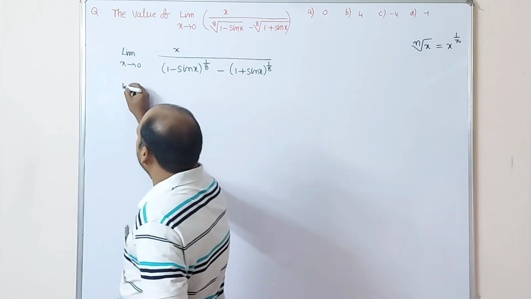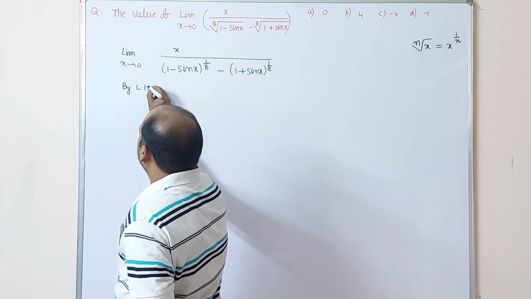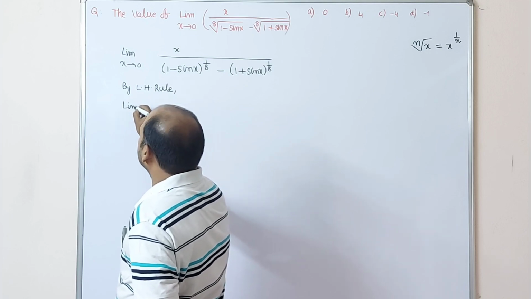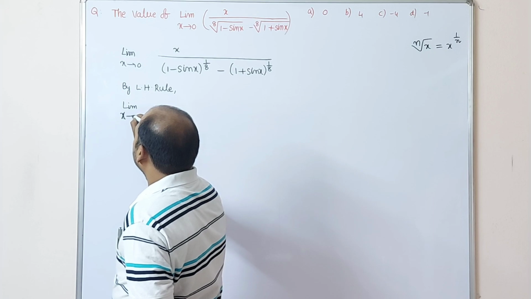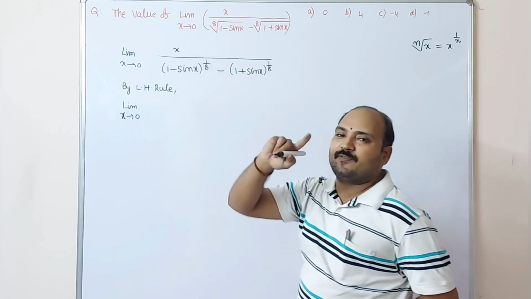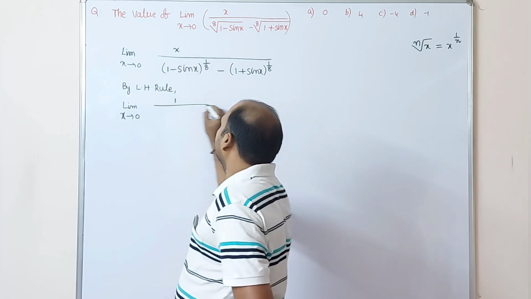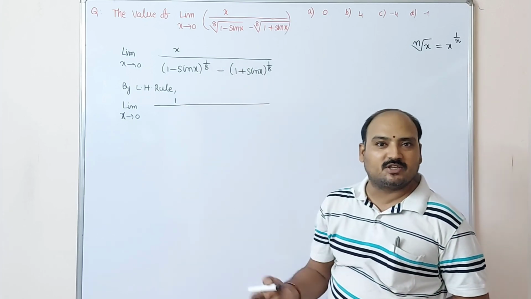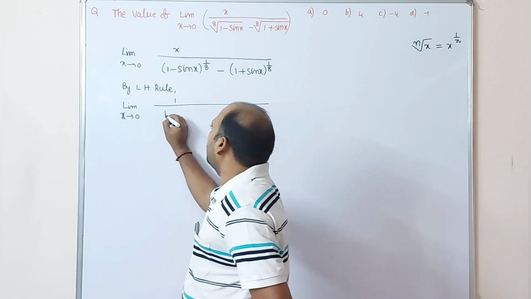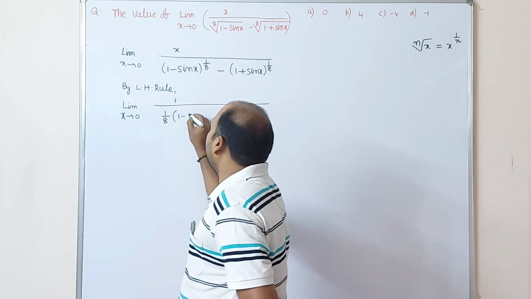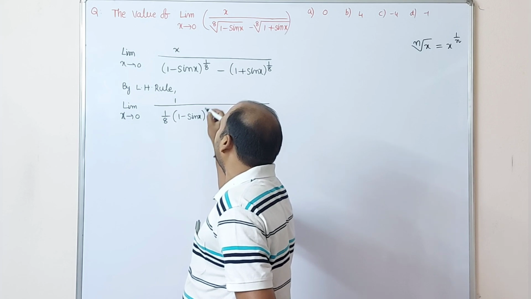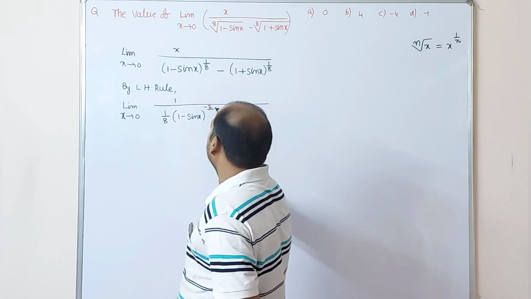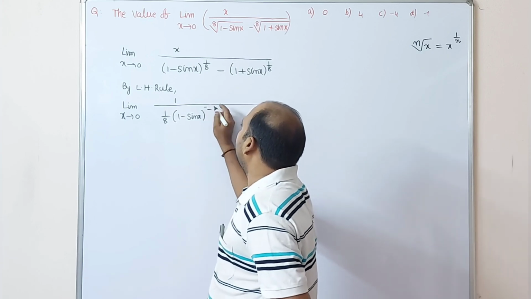By L'Hospital rule, we differentiate the numerator and denominator. d by dx of f of x whole power n is n into f of x whole power n minus 1 times the derivative of f of x. So 1 by 8, 1 minus sin x whole power 1 by 8 minus 1, that is minus 7 by 8.